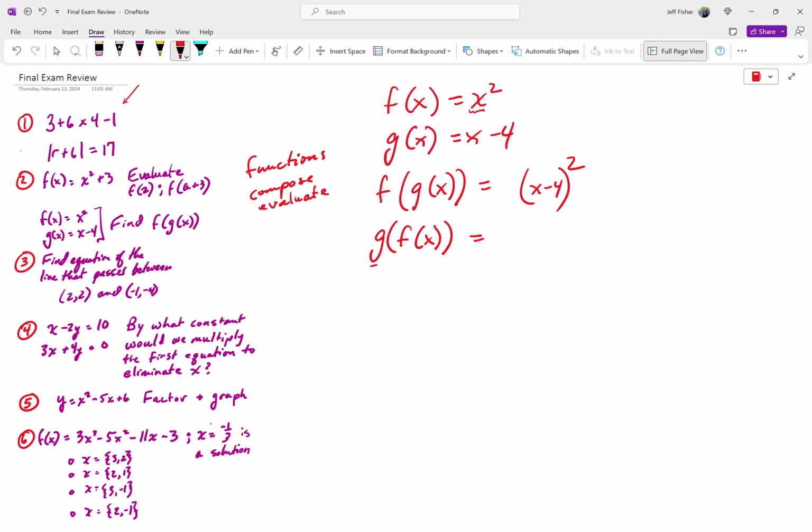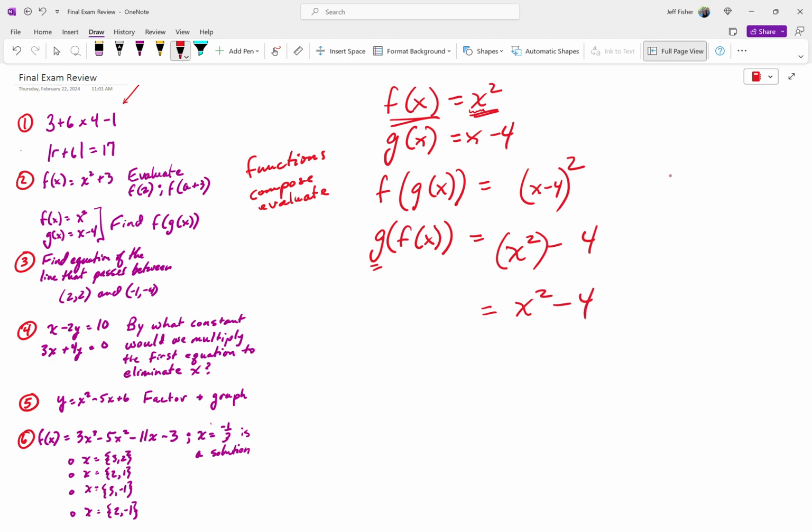Well, this is saying g is our outside function, so we take g of x, which is x minus 4, and we replace the x with parentheses. And we put f of x in it. Well, what is f of x? f of x is x squared. So then you have g of f of x equals x squared minus 4.